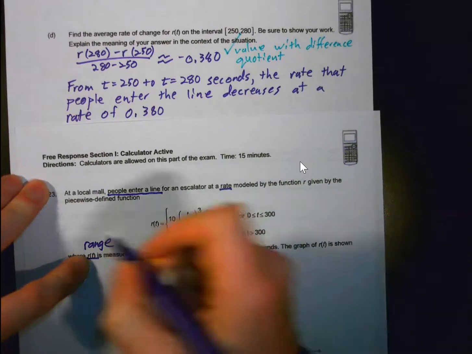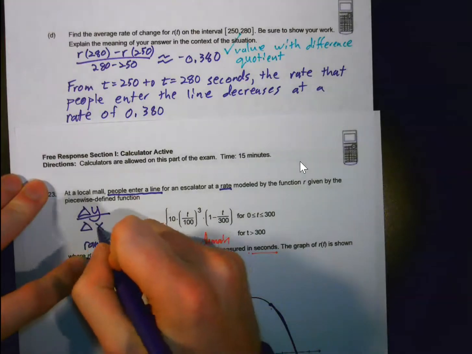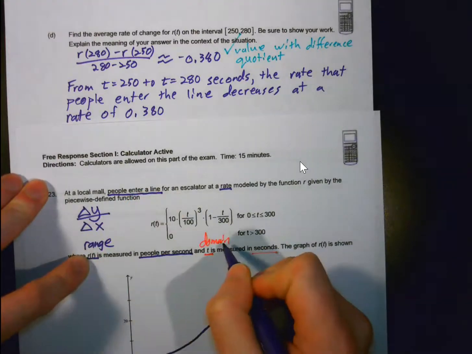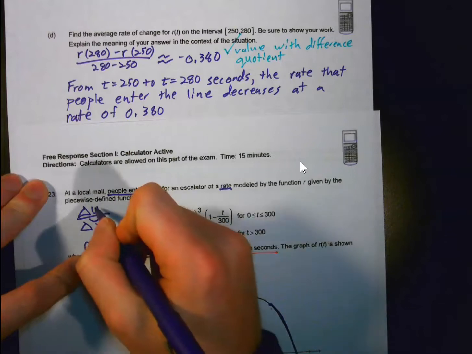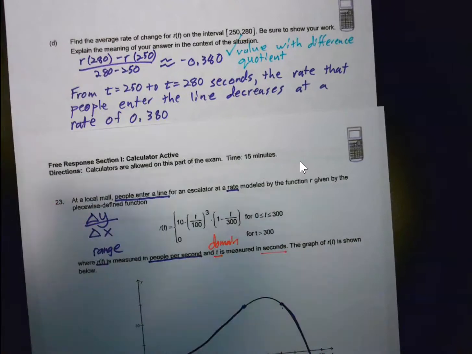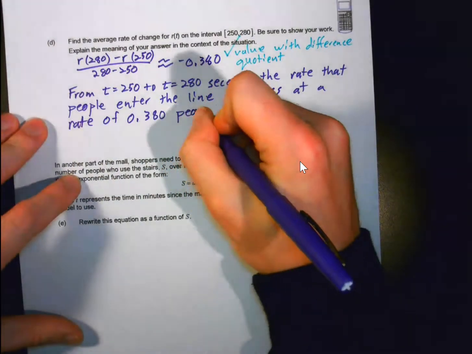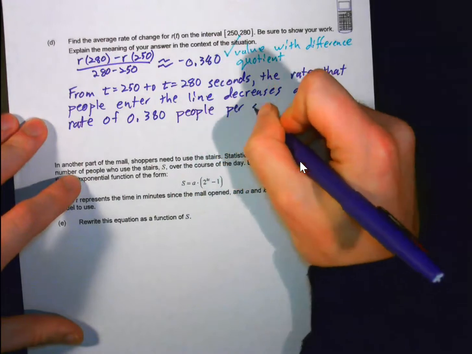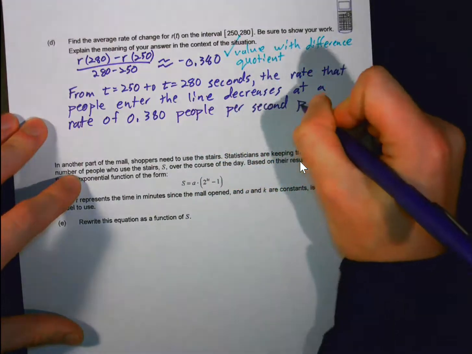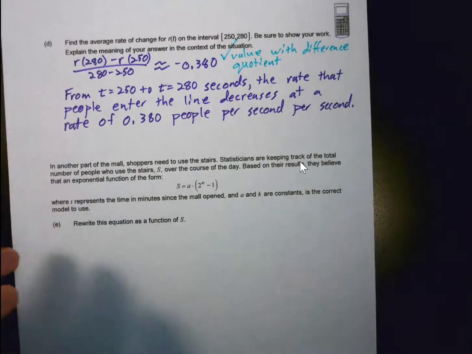Remember, a slope is a change in y over change in x. The range is the y. The domain is the x. So we want the y units over the x units. That means people per second over seconds. In other words, people per second per second. It sounds weird, but that's it. People per second per second. I know it sounds weird, but that is what we are looking for.